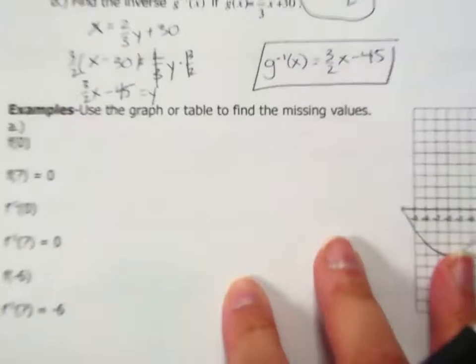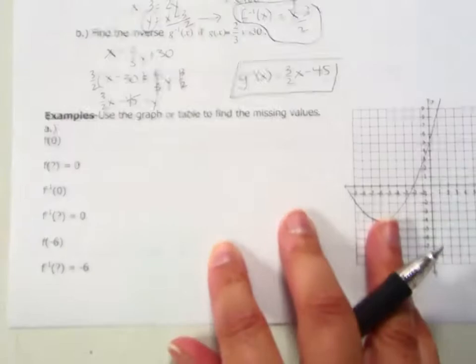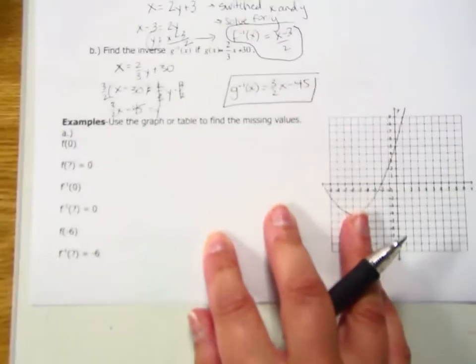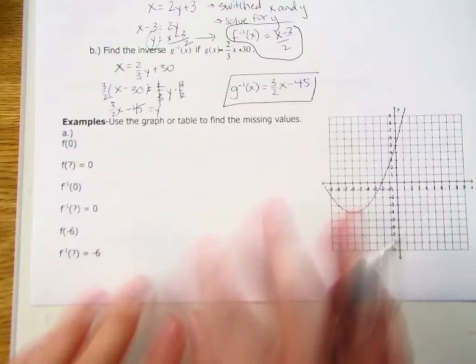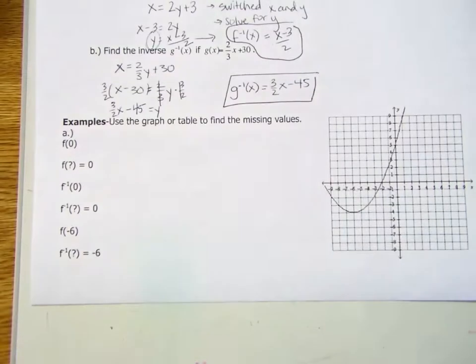Okay. So that's finding inverses from the equation. So now let's look at thinking about finding the inverse from a graph. What I need you to keep in mind is that the inverse of a function switches your domain and range, your x and y values, okay?